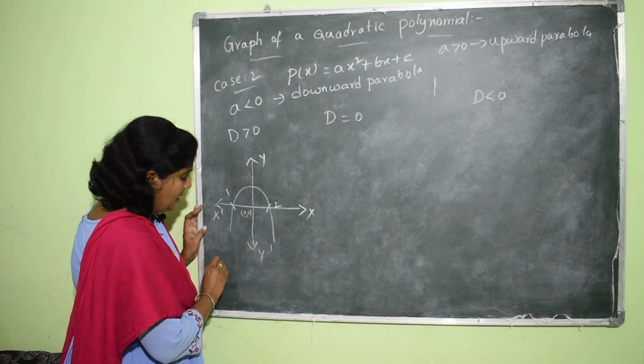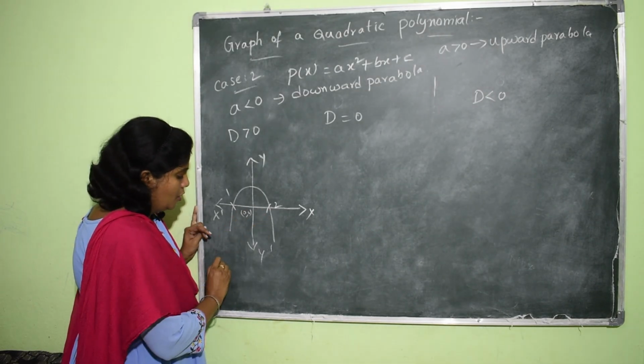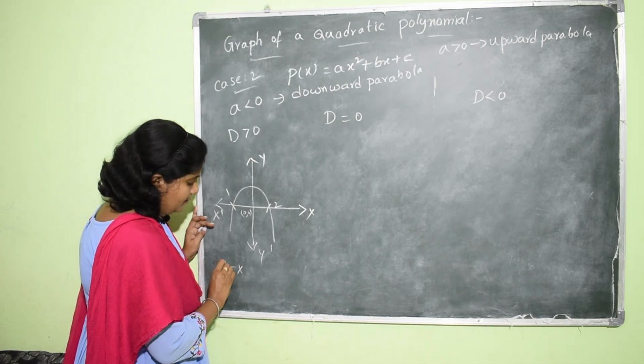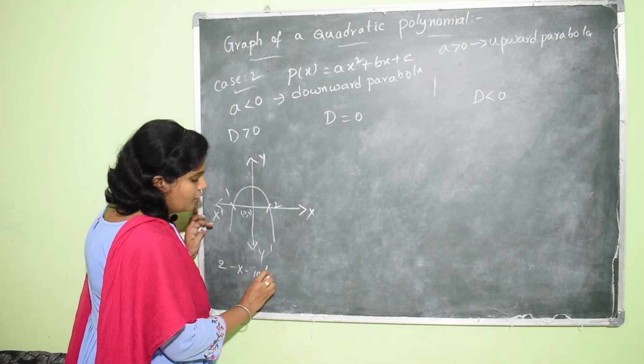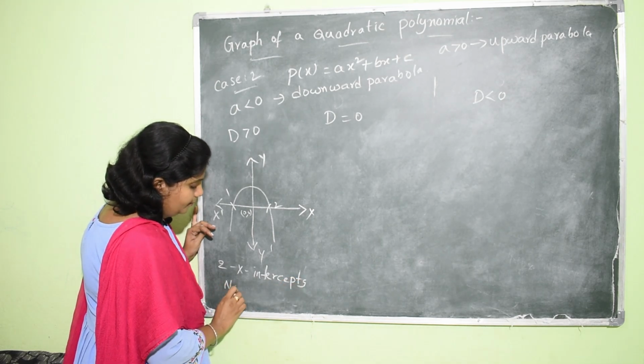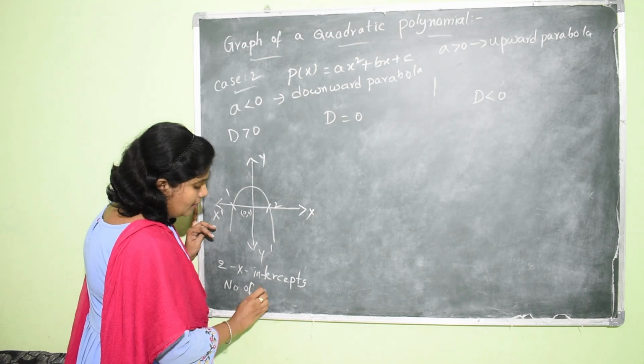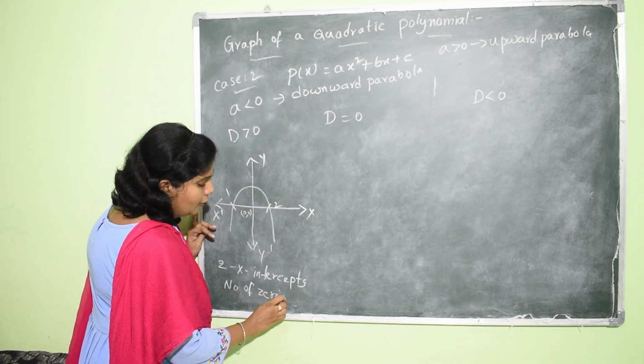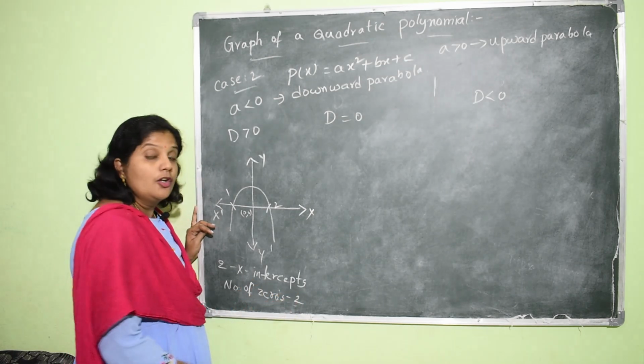So how many intercepts did we get here? 1, 2. So 2 x-intercepts. How many zeros will we get here? 2 zeros. Number of zeros, how many? 2. So we got 2 zeros here.